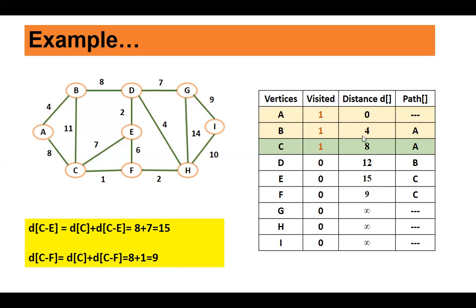Okay. Now from these three you select the next minimum. The next minimum is now F with 9 as the distance.